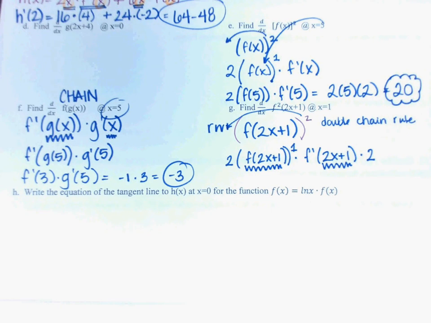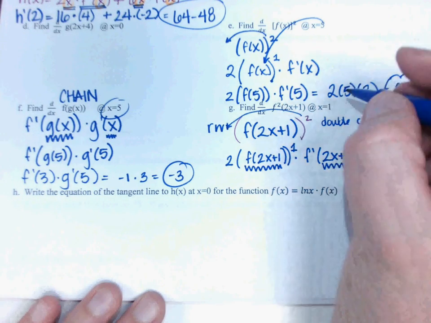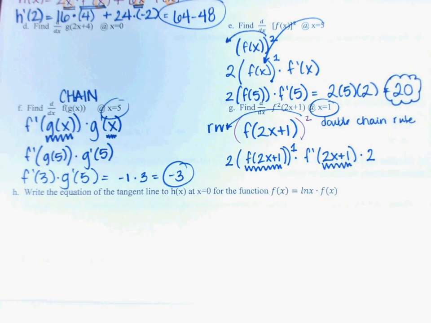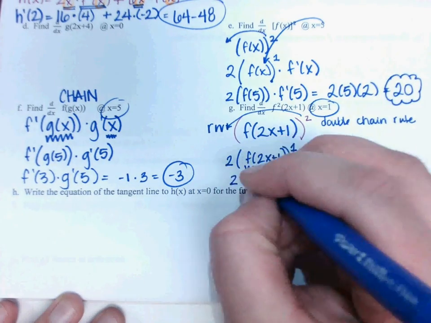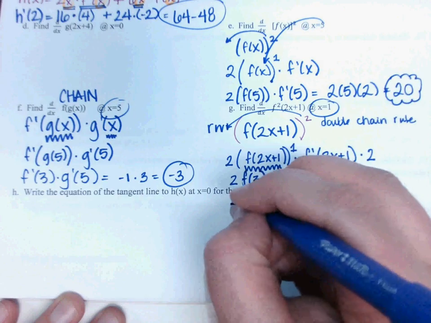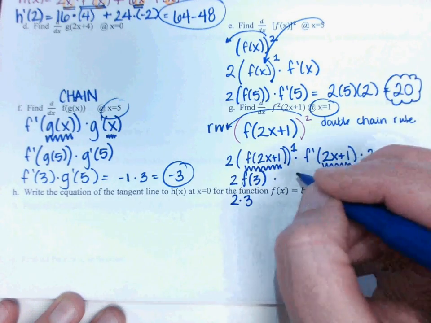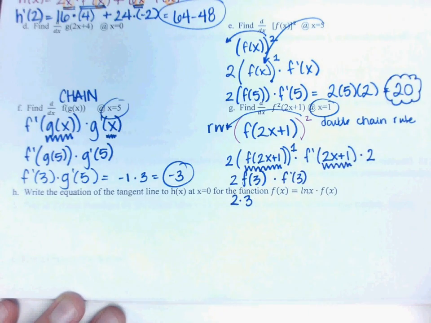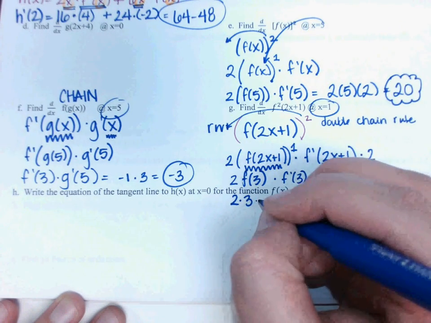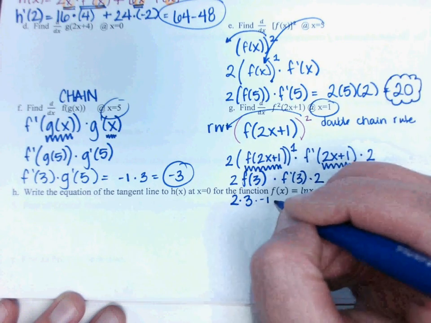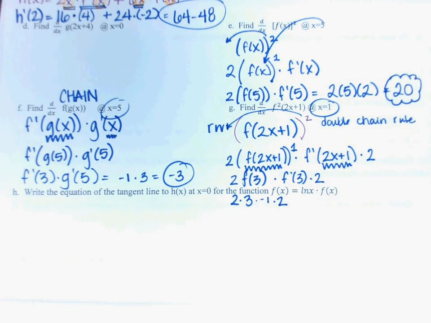Yes, correct. Okay, then from there, what are we plugging in? 1. So let's just plug into the middle part here. If I put a 1 here, what do I get in the middle? 3. What's f of 3? Okay, so that's 2 times 3. Then times, plug in a 1 here, that's an f prime of 3. What's f prime of 3? F prime of 3 is negative 1. And then times 2 at the end, and then times it all together. So 2 times 3 is 6, negative 6 times 2 is negative 12.